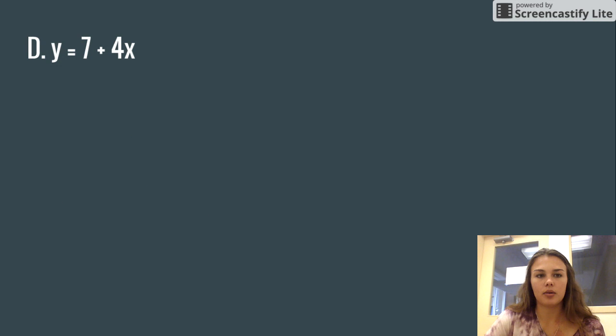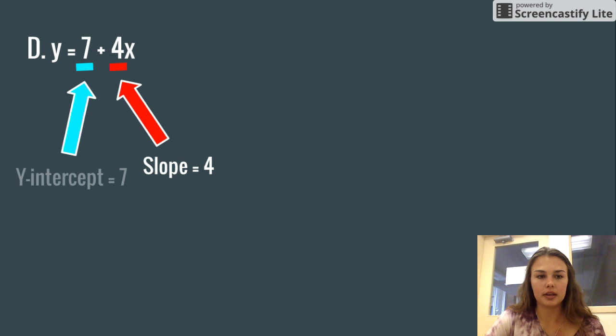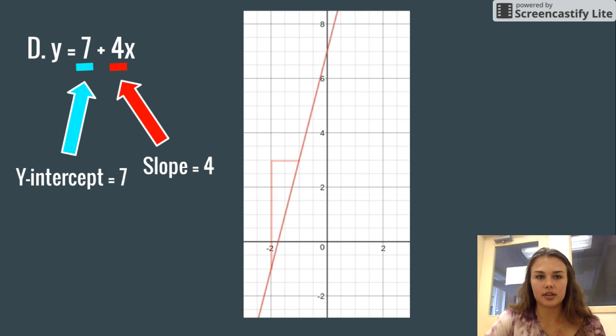Problem D, y equals 7 plus 4x. Your slope is attached to the x and equals 4, and your y-intercept, the b, equals 7. Again, if we graphed it, you see that you rise 4 and run 1, and the y-intercept hits the y-axis at 7.